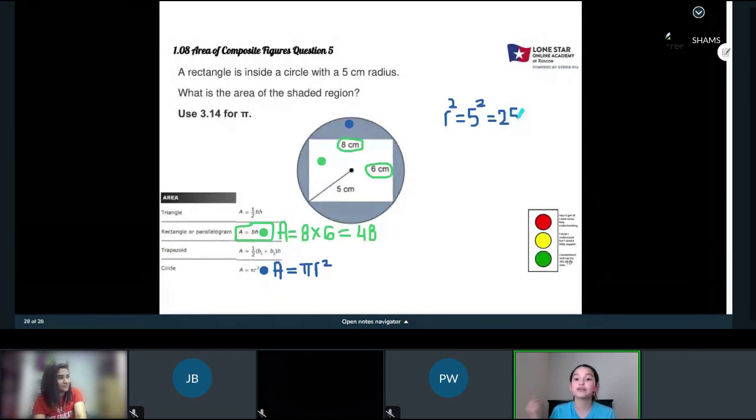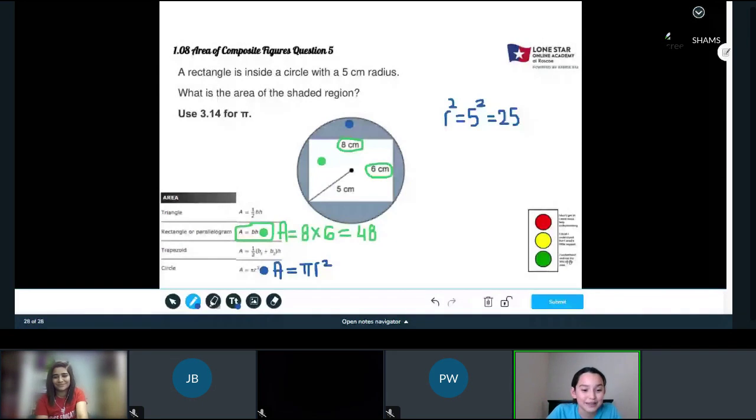So 5 times 5 equals 25, as we all know. That should be the easiest multiplication, as we know. And now we will multiply the 25 with the pi.